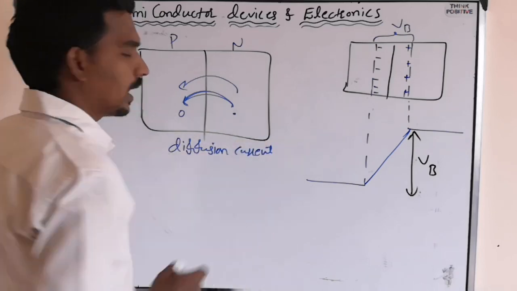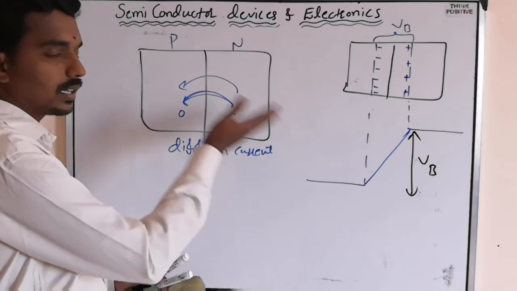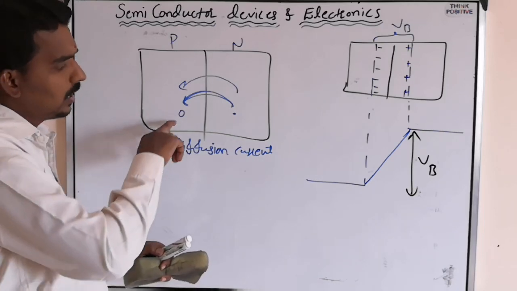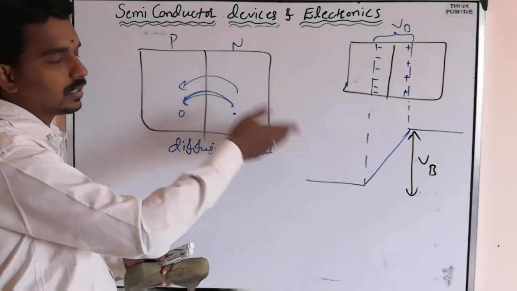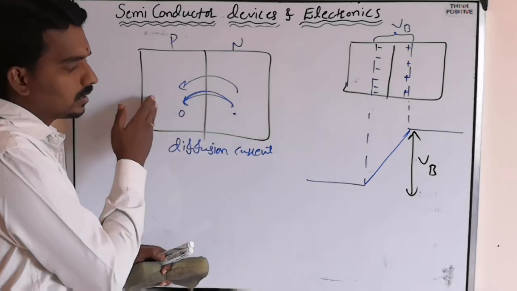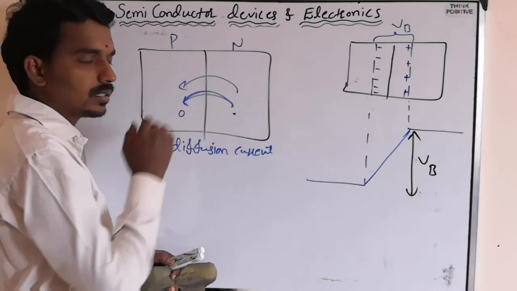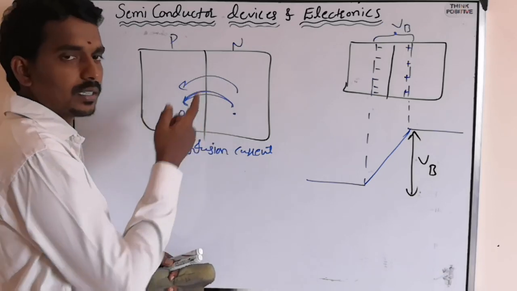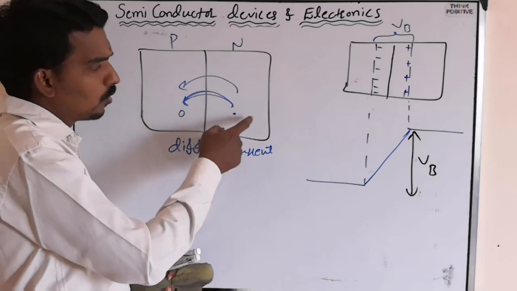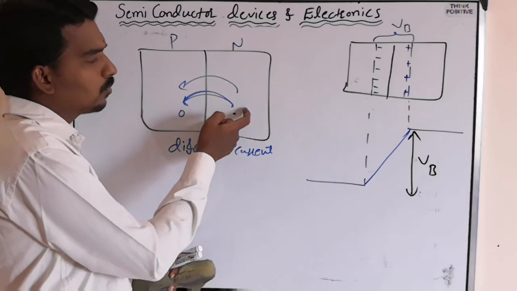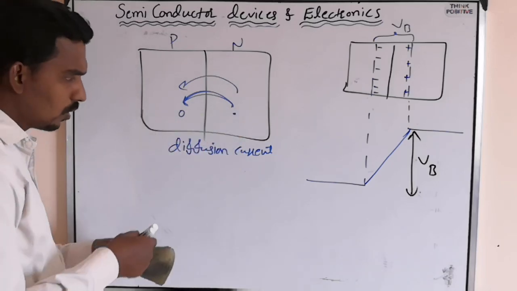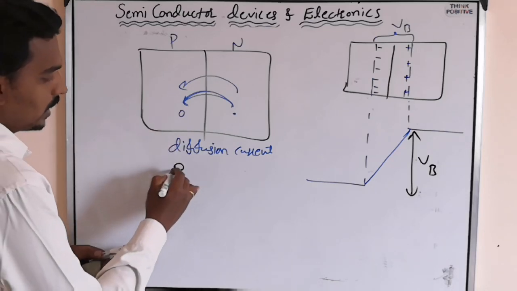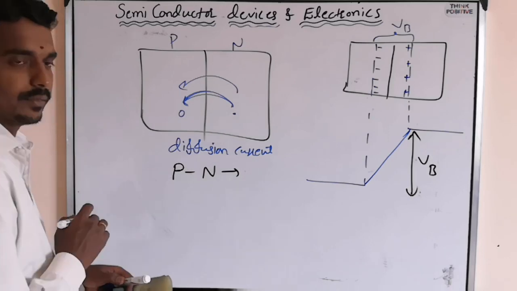Or you can also say that when an electron crosses the junction, a hole crosses the junction the other way: electron coming this side, hole coming this side. When an electron replaces a hole, a hole replaces an electron. So holes move from P to N, electrons move from N to P. Due to such flow, there is a current from P to N.